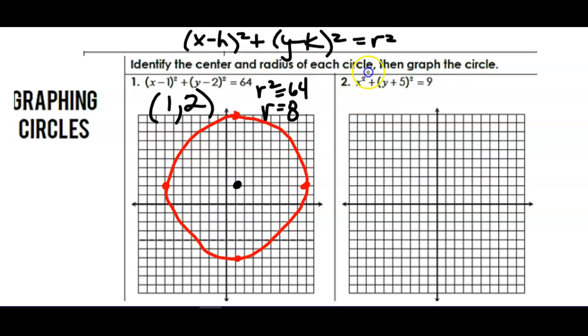For the next one, there is no shift in the x, so it's 0. And there's a shift here, minus 5, so the center is at (0, negative 5). If r squared is 9, then the radius is 3. So over 0, but down 5, and then out 3 in every direction. You want to go straight out, up, down, left, right, because anything else is not going to land exactly on a point. Ooh, that is a really bad circle. It's like an alien head.